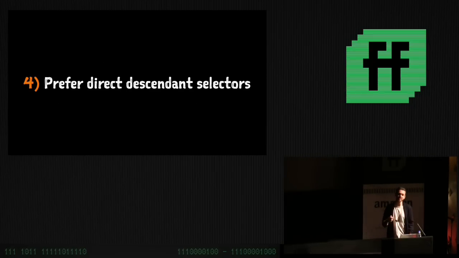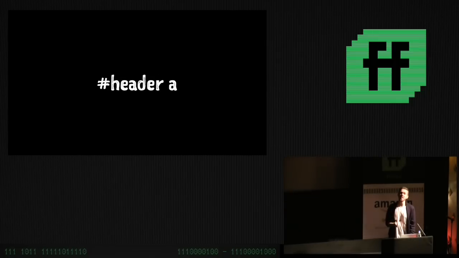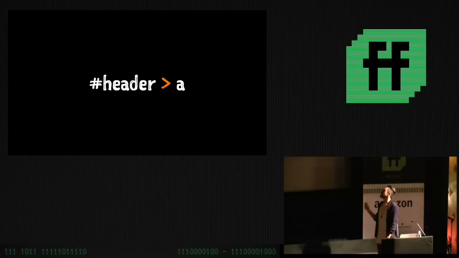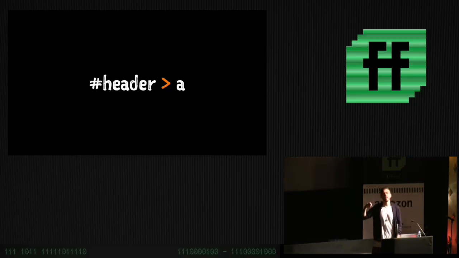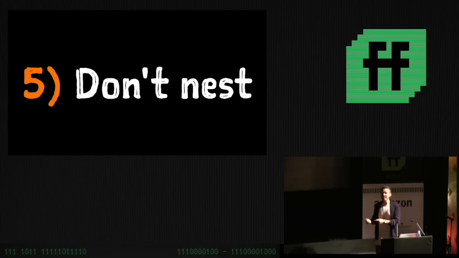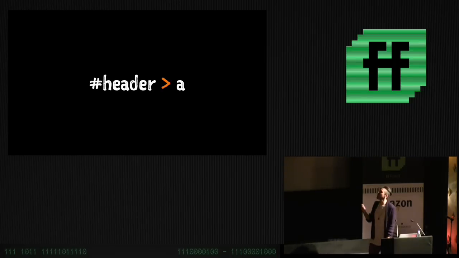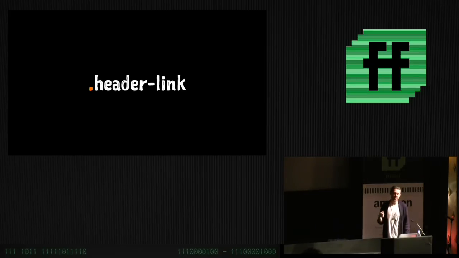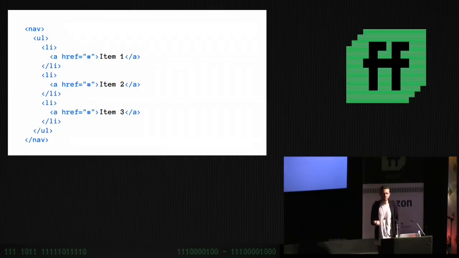Four, prefer direct descendant selectors. If you have something like this, this is actually better in many ways. If A is a direct child of header, right? It performs better, and it also bloats your style sheets less, so it's easier to work with in the end. But then again, you shouldn't nest at all, right? So try to avoid nesting. If you have this, you should probably just add a class to that A element, for example, header link, and be done with it, right? So avoid nesting at all.